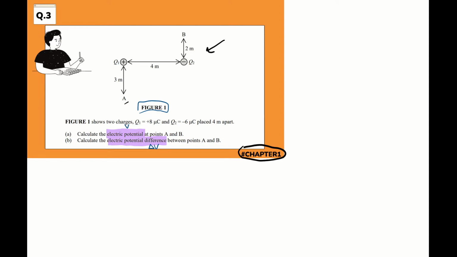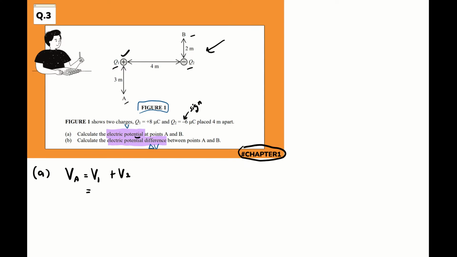We have point A, point B, Q1, Q2. The first one is to calculate the potential at point A and point B. Basically, the potential at point A is contributed by the potential from charge number 1 and also charge number 2. Please remember that when we calculate potential, we need to include the sign convention, the negative sign especially. So we substitute the equation.